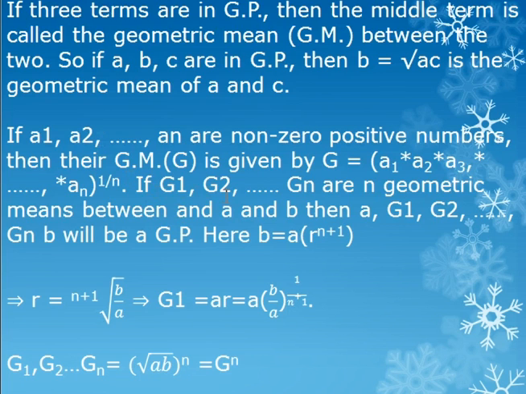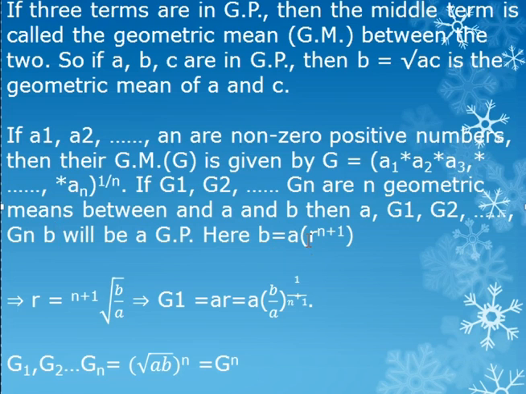Now if g1, g2, g3 and so on, gn are n geometric means between a and b, then a, g1, g2, g3 and so on, gn, b will be a GP. Obviously we know that, that's the condition. And here a is the first term, b is the n plus 2nd term, because there are n terms in the middle, and this will be a GP.